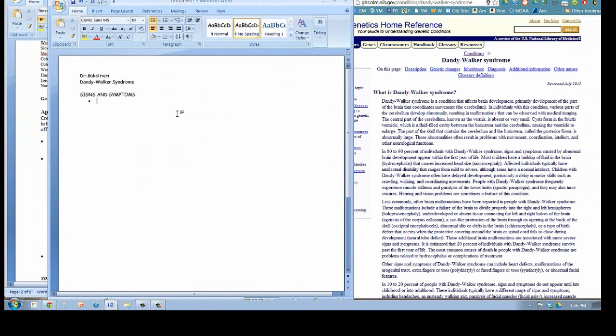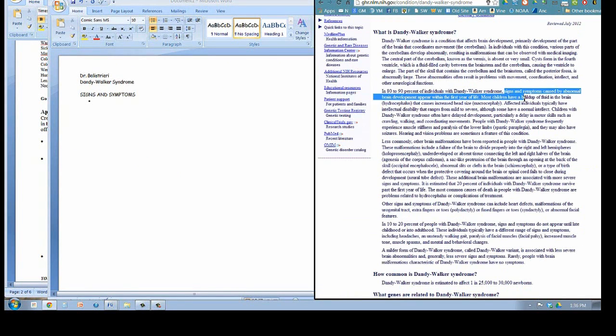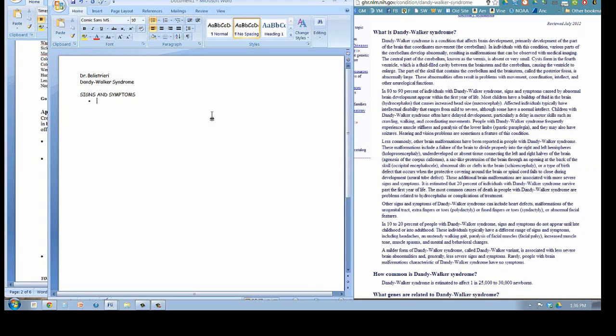Dandy Walker syndrome is a condition that affects brain development, primarily development of a part of the brain that coordinates movement. We can keep reading. Signs and symptoms caused by this disease appear in the first year of life. So I'm going to put 80 to 90% of the symptoms appear in the first year of life. Most children have a buildup of fluid in the brain that causes increased head size. So I'm going to put buildup of fluid.